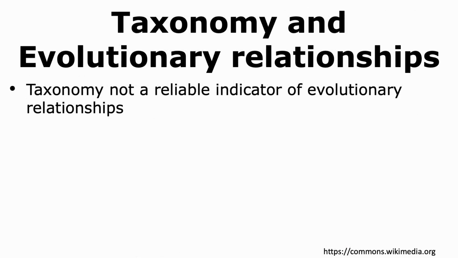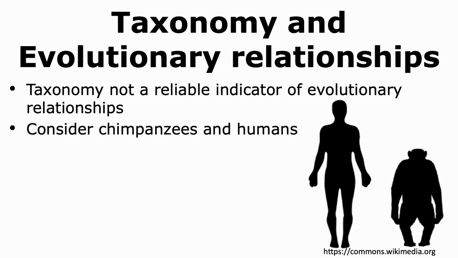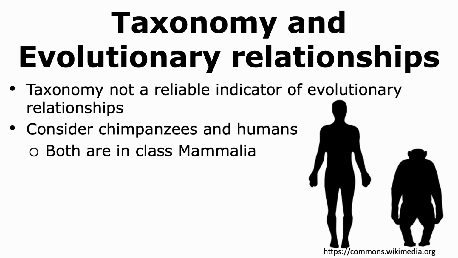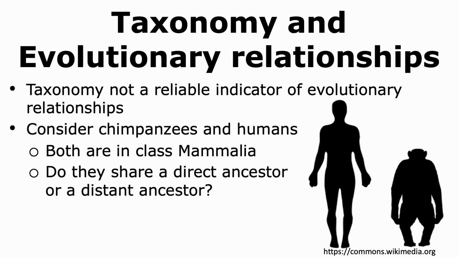Taxonomy is a great way to group organisms and learn about them. However, it is not a reliable indicator of evolutionary relationships. For example, let's look at chimpanzees and humans. Taxonomy does tell us that both are in the class of Mammalia and hence are mammals, but it does not tell us whether they share a direct ancestor or a distant ancestor.